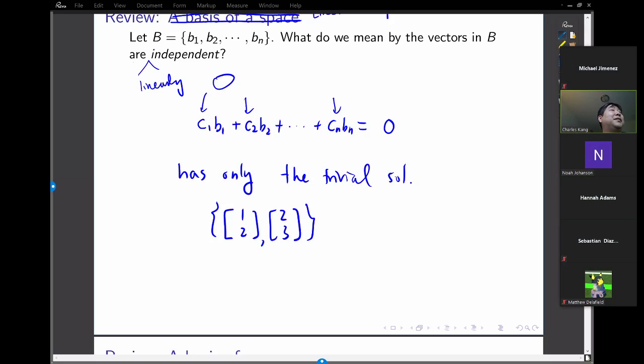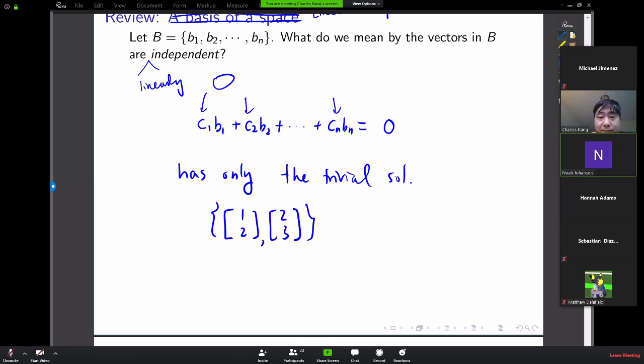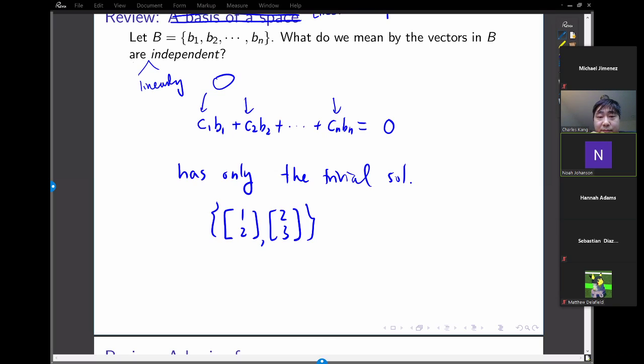So I have a quick question. It's only the trivial solution because each vector is independent, correct? That's the definition. So if it turns out that only the trivial solution exists, meaning all the c's must be 0, then we say that the given vectors b1, b2 up to bn are linearly independent. That is the definition that you have to memorize.